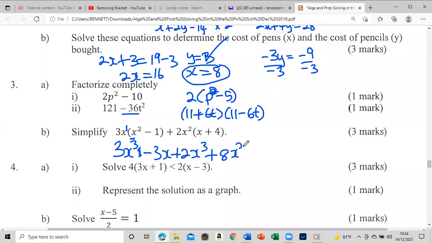Sir, you didn't have this. You add a negative x. So we add 3x and 2x.